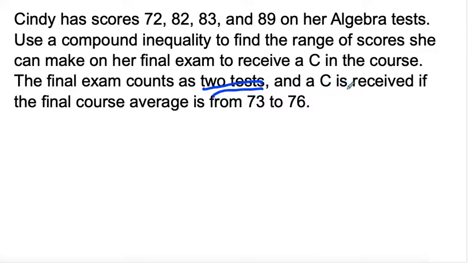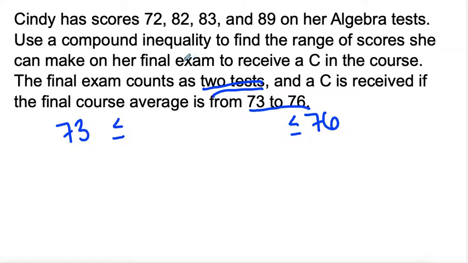And a C is received if the final course average is from 73 to a 76. So I know my overall score has to be somewhere between a 73, inclusive, meaning 73 will get me that score, but it's got to be less than or equal to 76. Once again, inclusive, because a 76 would earn me the score of a C. So now the question is, what goes in here? What would allow me to get something between these scores for the class?